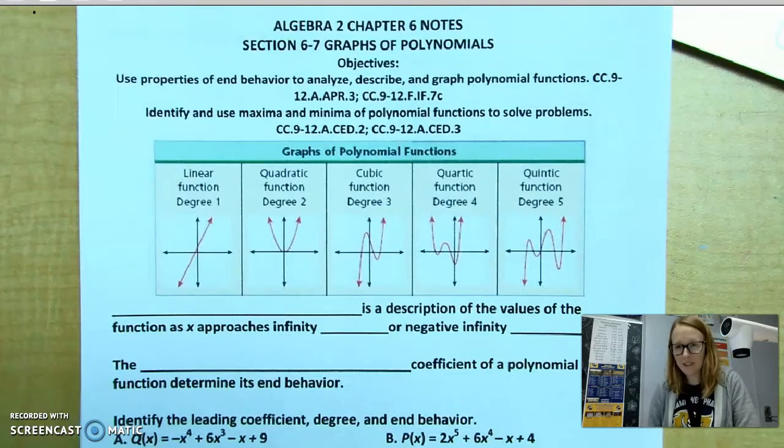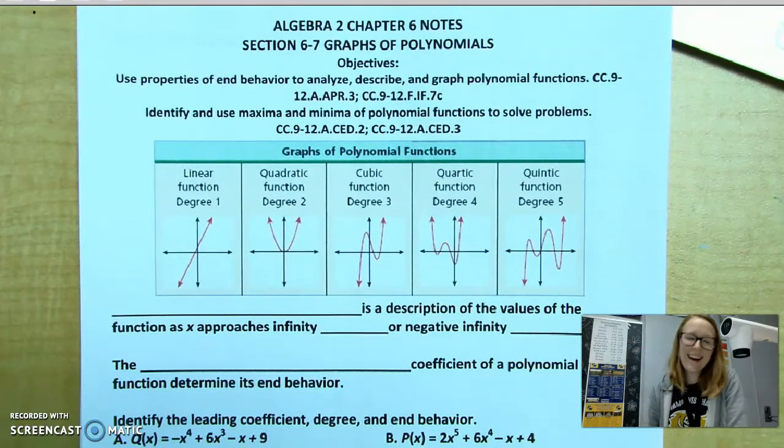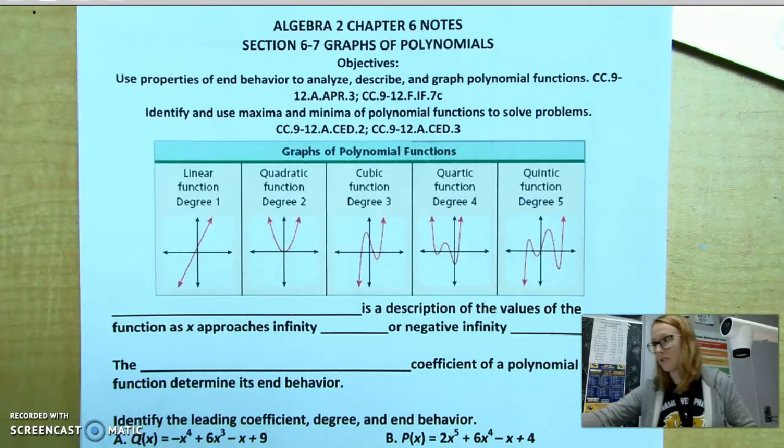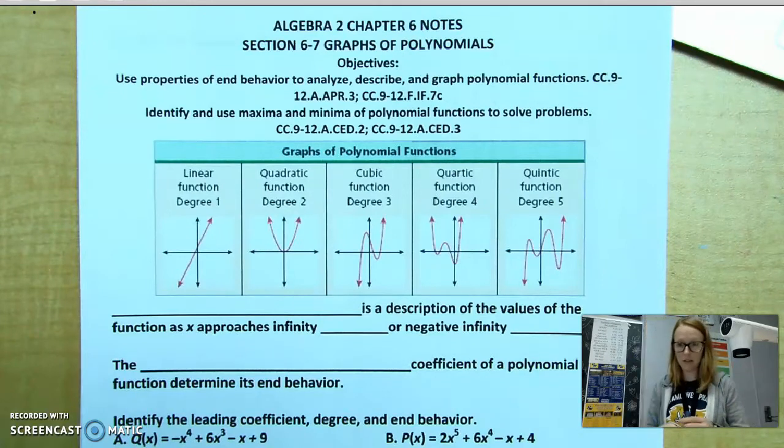Hi, everybody. So today we're going to be talking more about graphs of polynomials. I know I introduced this really briefly in 6.5, and it was probably like, I have no idea what's going on. So we're going to summarize some of the more important pieces of today's lesson before we finish chapter 6.